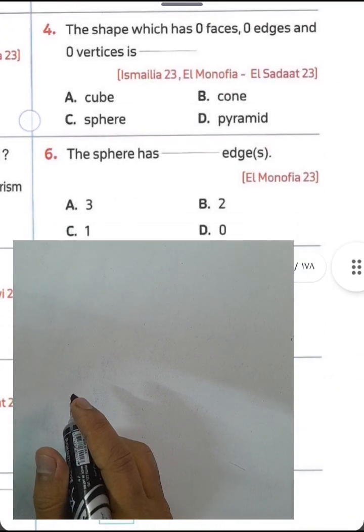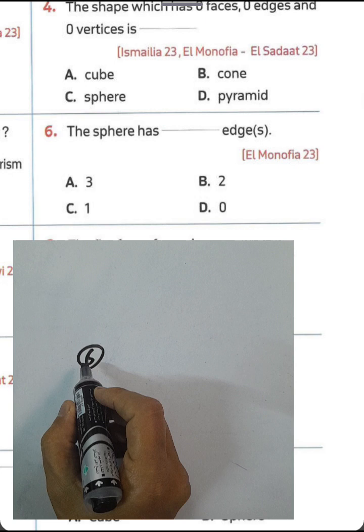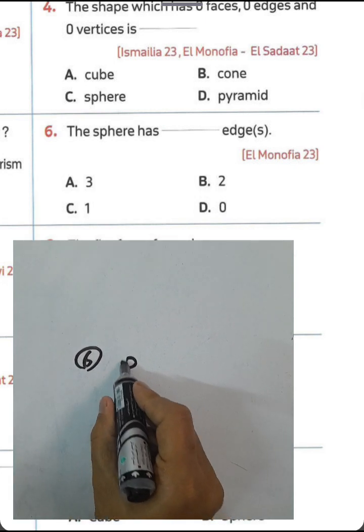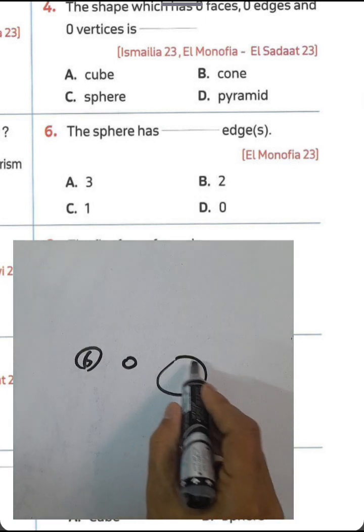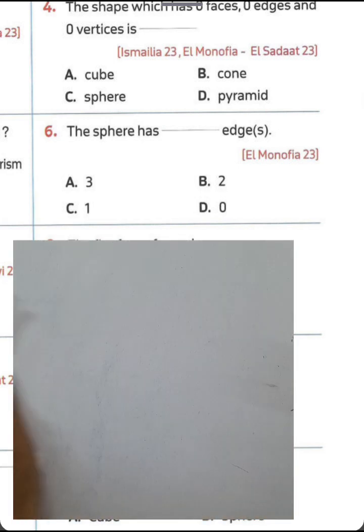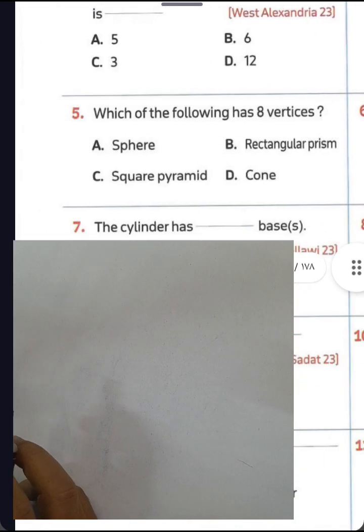Question 6. The sphere has 0 edges. Sphere, it's like a ball, okay? Sphere hasn't any edges. A shape which has 0 faces, 0 edges, and 0 vertices, we call it sphere.